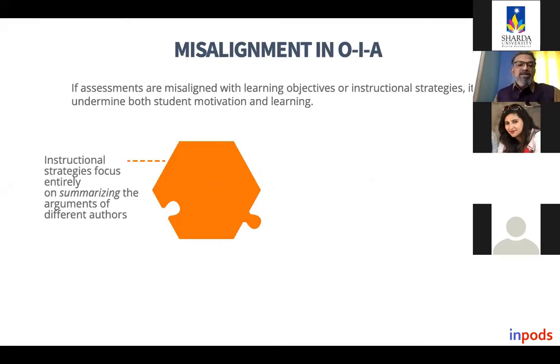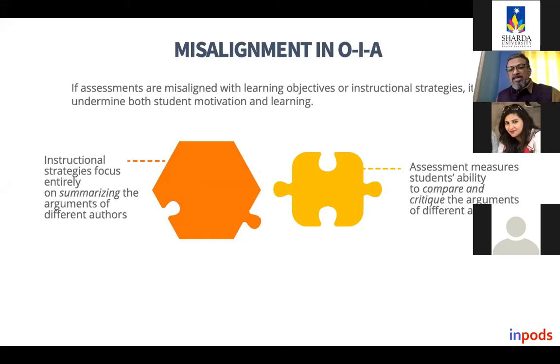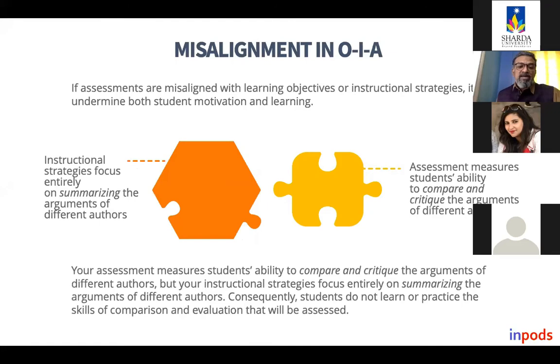A second example could be where the assessment measures students' ability to compare and critique the arguments of the different authors. This is a more complex scenario given in the assessment. But your instructional strategies focus entirely on summarizing the arguments of different authors. Consequently, students do not learn or practice the skills of comparison and evaluation that will be addressed.